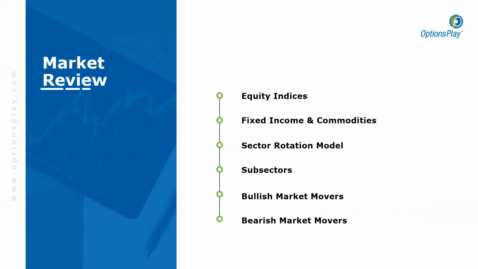Our agenda for today, kicking off with the major equity indices, we have seen some pretty interesting movement to start off the week with some bullish price action yesterday. But we'll take a look at where those key levels are and see where price could potentially head towards. From there, we'll be moving on to fixed income and commodities. We'll also take a look at the sector rotational model, highlighting which sectors are outperforming and underperforming the broader market. We'll take a look at a couple of subsectors that I have for you today, and we'll end today's webinar with some bullish and bearish market observations.